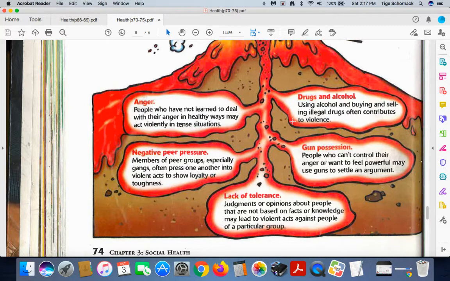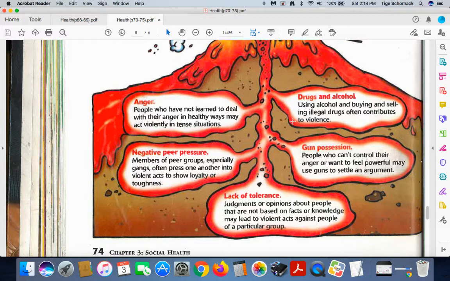Gun possession. People who can't control their anger or want to feel powerful may use a gun to settle an argument. Again, not just guns, any type of weapon, a knife, a baseball bat, a car. They'll use something to settle an argument.